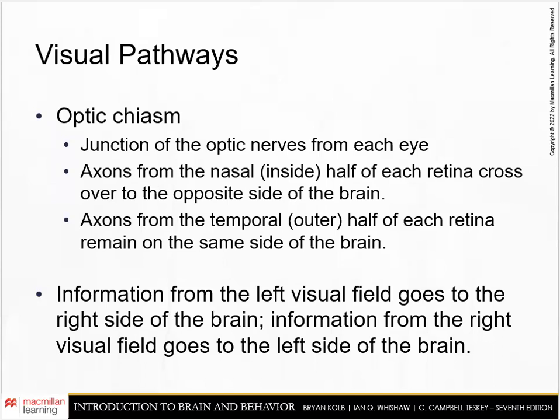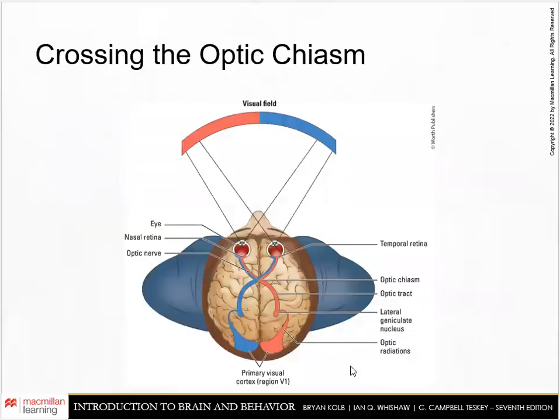The takeaway is going to be right here. The information from the left visual field goes to the right side of the brain. The information from the right visual field goes to the left side of the brain. Notice I'm emphasizing visual field. I'm not saying left eye and right eye. That's not really how it works.